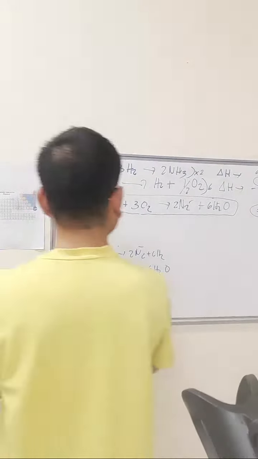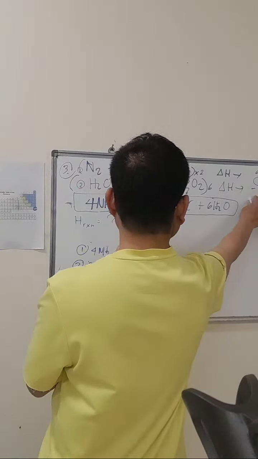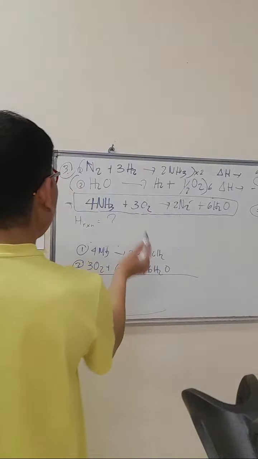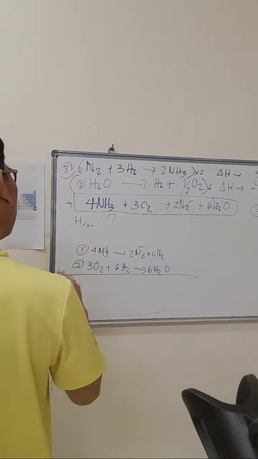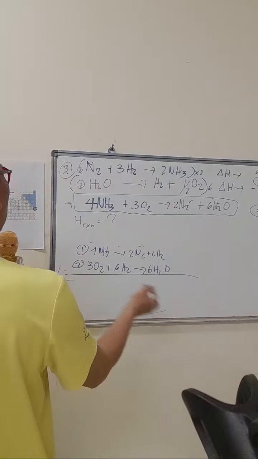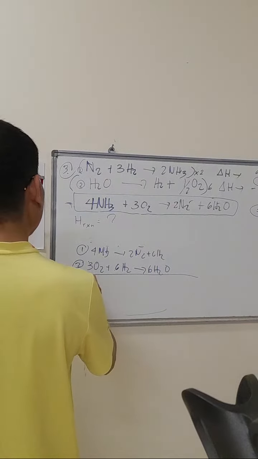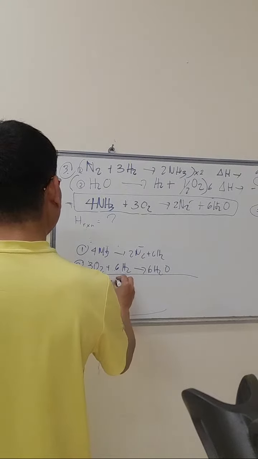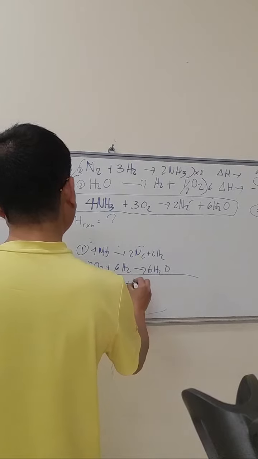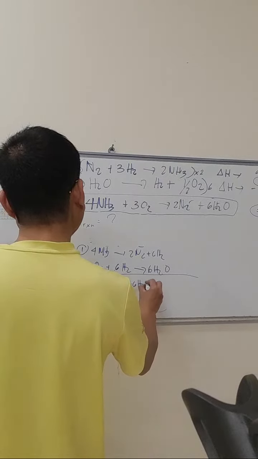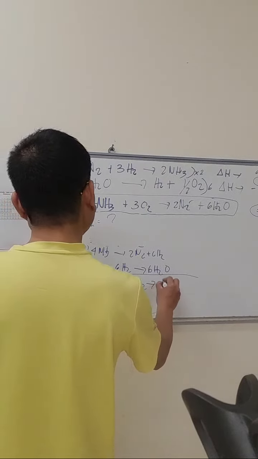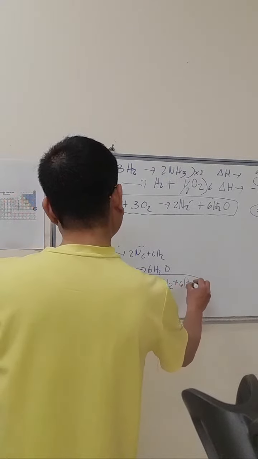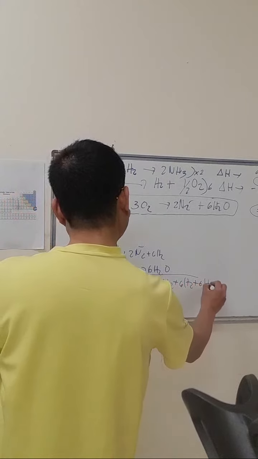Add them both because we already manipulated the H here, no problem. Right? Okay. So add them both. All reactants in the left, all products in the right. So we have 4 moles of ammonia plus 3 moles of oxygen gas plus 6 moles of hydrogen gas is equal to 2 moles of nitrogen gas plus 6 moles of hydrogen gas plus 6 moles of water.